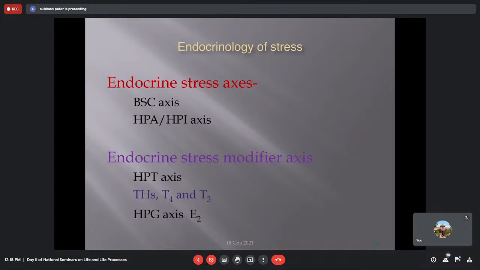So we find a lot of modifiers of endocrine stress like the hypothalamus-pituitary-thyroid axis releasing thyroid hormones T4, T3, and even T2. So there are so many other endocrine axes, particularly the estrogens. They all have an influence on the endocrinology of stress.